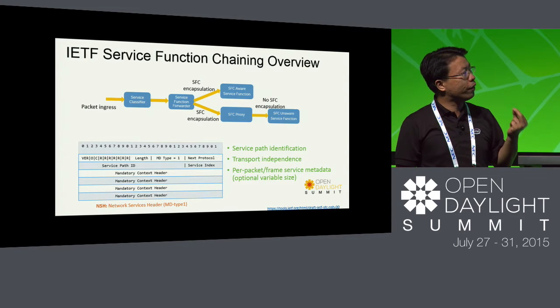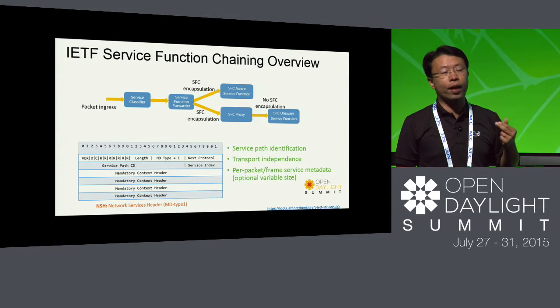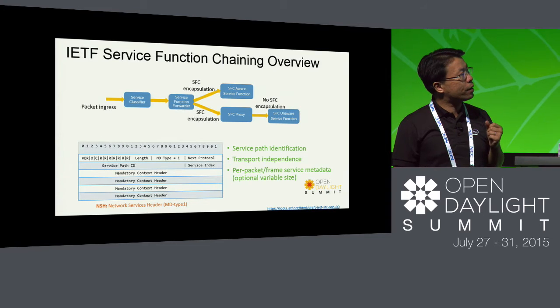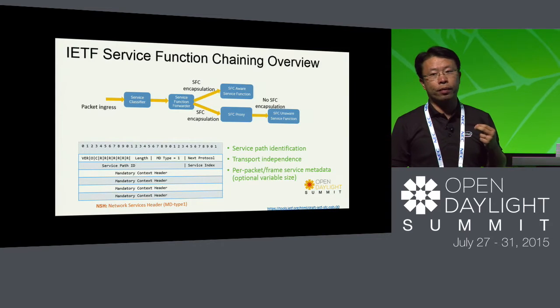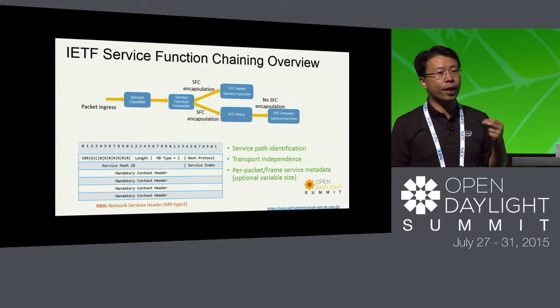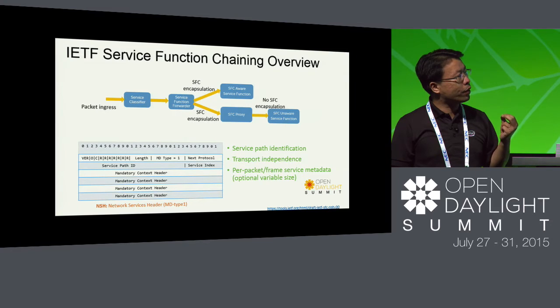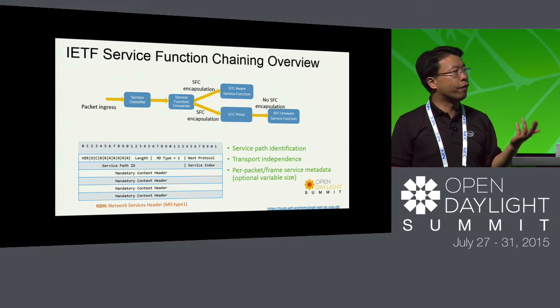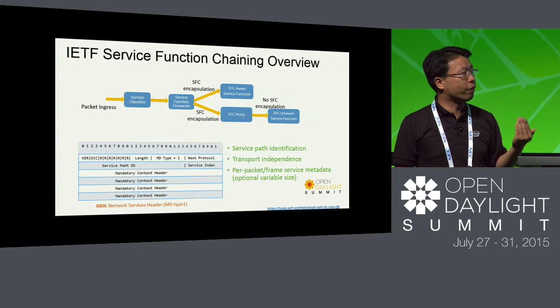There are two different service functions currently defined in the spec. One is the service function chain aware service function, meaning this service function is aware of the NSH. This is the new data plane protocol. Another is the service function unaware service function, which lacks either physical or virtual service functions.